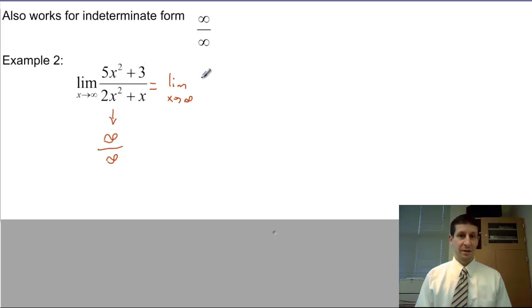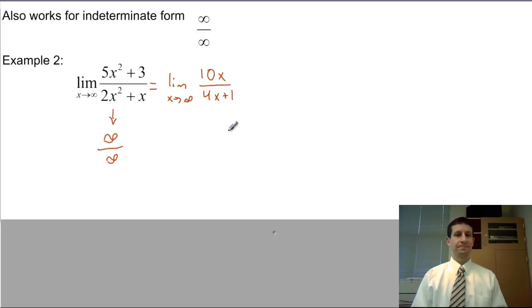Derivative of 5x squared is 10x. Derivative of 3 is 0. On the bottom, derivative of 2x squared is 4x. Derivative of plus x is a plus 1. Attempt to substitute in again. I'm not sure whether I'm going to get an answer, so I'm going to use the arrow again and do some math below. What do you think about 10 times infinity? Yeah, that's infinity. 4 times infinity, and then if you add 1, is still approaching infinity. Uh-oh. We ended up with the indeterminate form again, infinity over infinity.